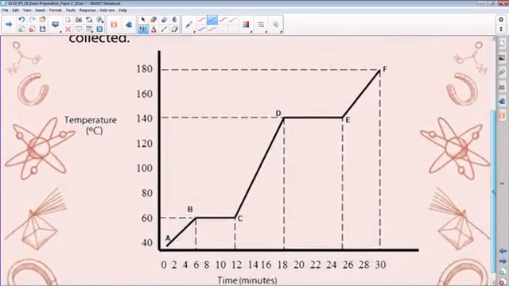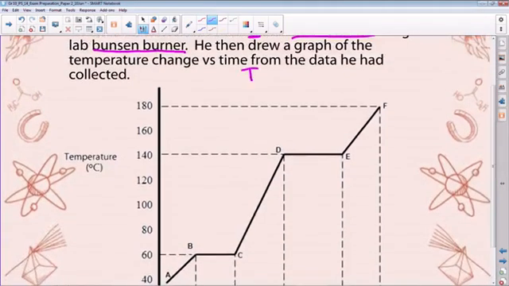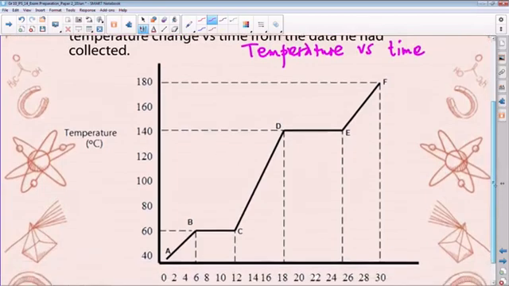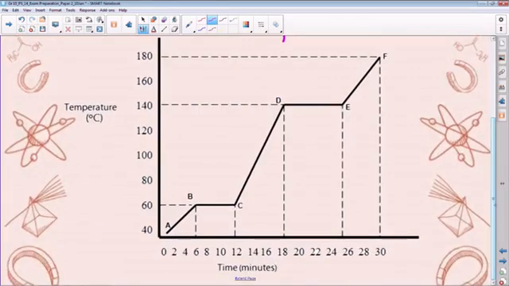So this is the graph that represents temperature versus time, right? It's very important here. We want to understand what happens to temperature as we continue heating a substance, as we investigate its heating curve. So temperature versus time becomes the title of the graph. Very, very important. We need to include that.